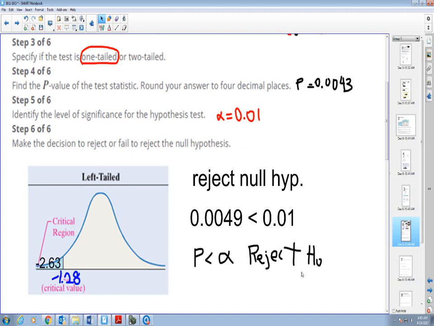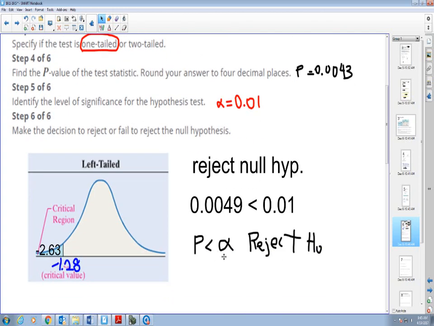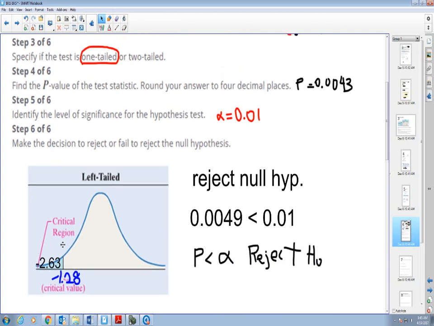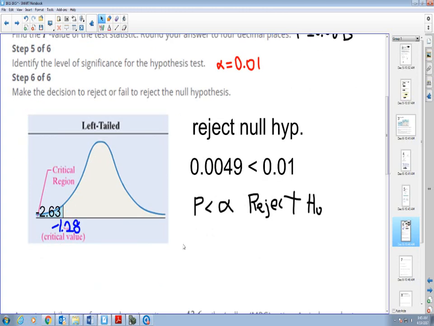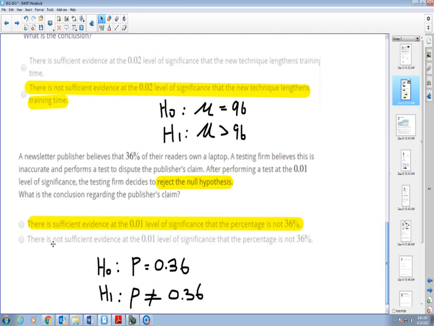Okay, so basically, you can use the p-value to do this, or you can use the critical region and the critical value to do this. Either approach will work to make the final conclusion. So once you reject the null hypothesis, then the actual conclusion goes back to these things I highlighted earlier. If I reject, that means there is sufficient evidence at 0.01 level of significance.